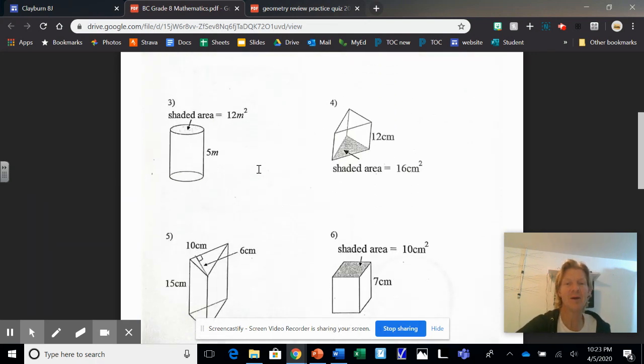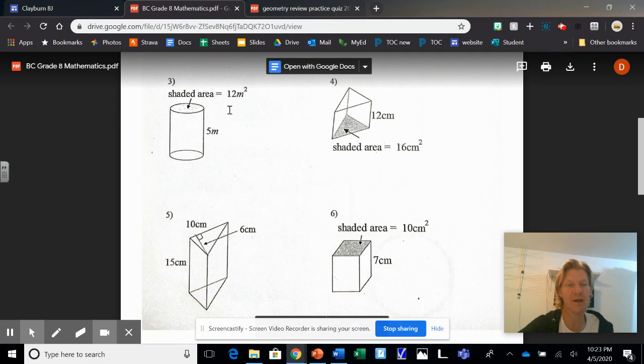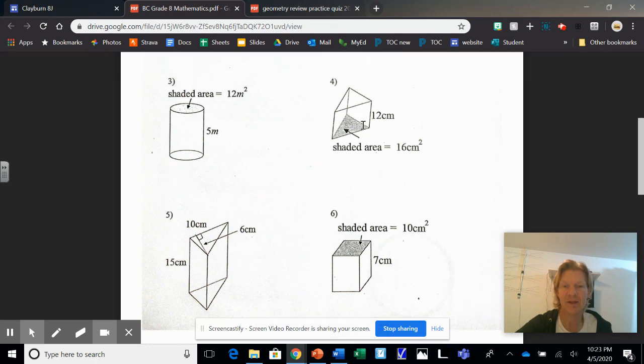Now, even with a triangular prism or a cylinder, you still get the area of one of the ends and multiply by the height. So if I had to calculate the area of the circle, I would need the radius, and then area equals pi times the radius squared, but I don't need that. It's already given to me. And I take this and I multiply this by 5, and I get 60.